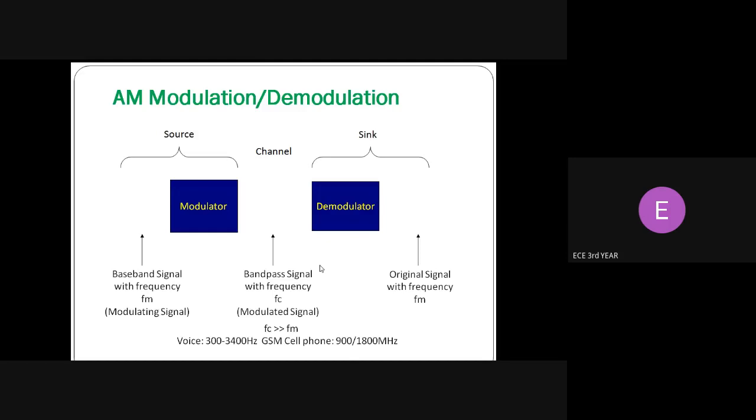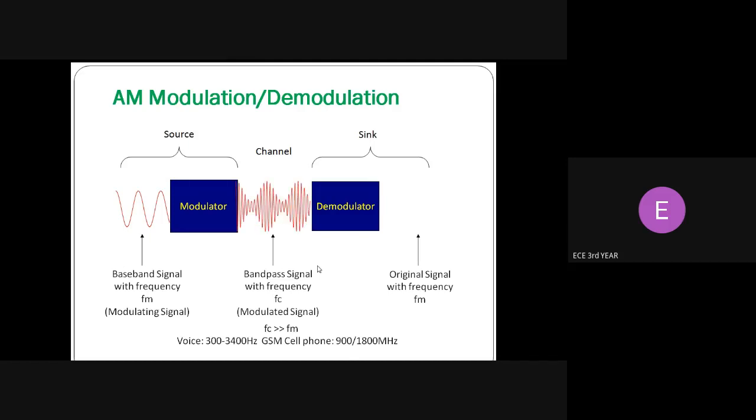Here we can see the source, channel and sink. Let's see the message signal first. This is the message signal. If the message signal is modulated, through the channel the signal is going to be transmitted as the modulated signal. Now we can see how the modulated signal will be.